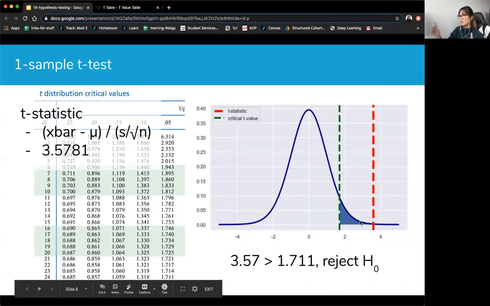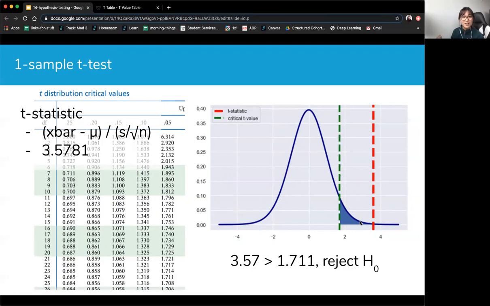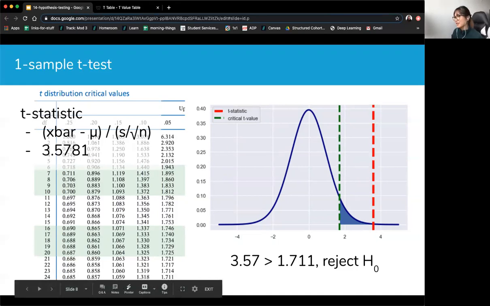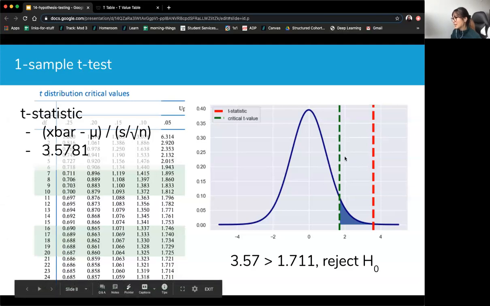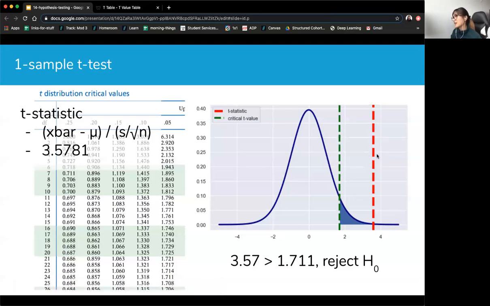As long as the red line is to the right of the green line, as long as it surpasses our critical value, we can reject the null hypothesis. Because what we want to compare is whether this group of people who went through training are making higher sales. This green line is the threshold. As long as your red line goes past this green line, they have made statistically significantly better sales.